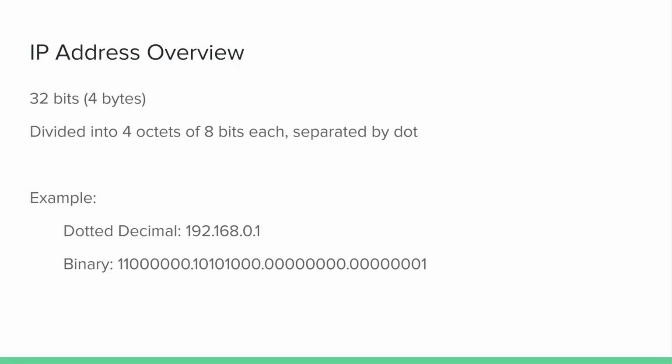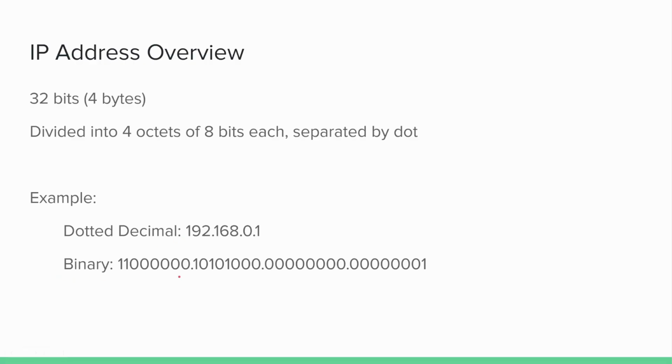So let's start with an overview of IP addresses. IP addresses are 32 bits long, or 4 bytes, right? 8 bits in a byte. And they're divided into 4 octets of 8 bits each, all separated by a dot. As we can see here, there's 1, 2, 3, 4 octets, separated by dots. And so this is the dotted decimal notation.